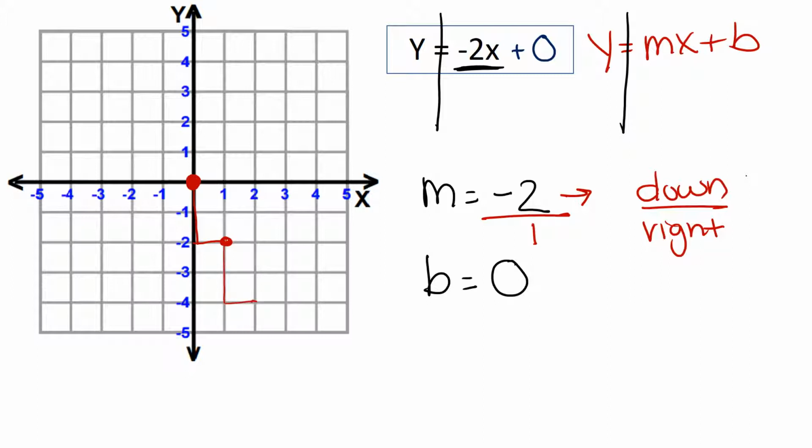Down 2, right 1. Down 2, right 1. It goes off the graph a little bit. That's okay. Up 2 and over 1. We go the opposite direction after we have finished filling in all the way to one edge. We want to make our line reach all the way across to both edges of the graph.